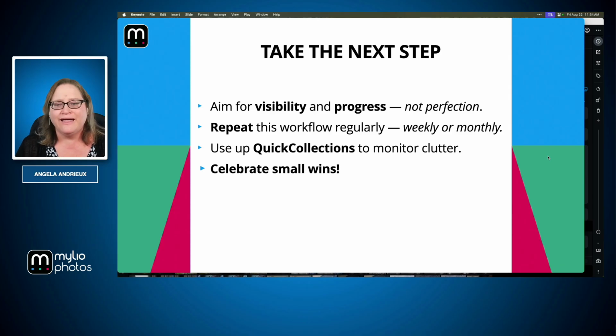And then quick collections are a great way to monitor clutter, so you can use it at the beginning and then use it periodically moving forward. That last 90 days quick collection to look at those pictures that you need to deal with is an awesome thing to do. Maybe pull that up once a month or even once a quarter, and that's going to help you keep your library in better shape. And then finally, celebrate the small wins, because this journey is ongoing.